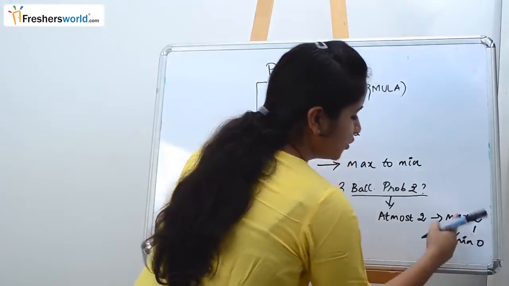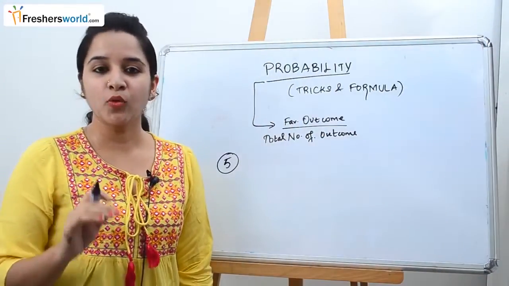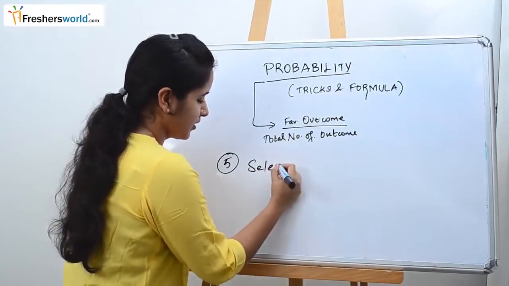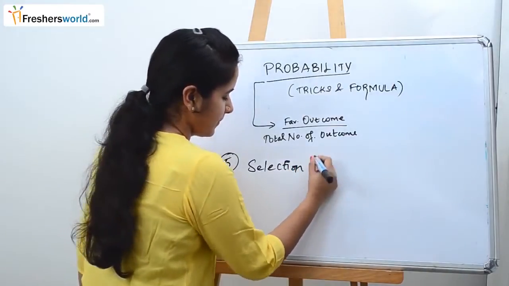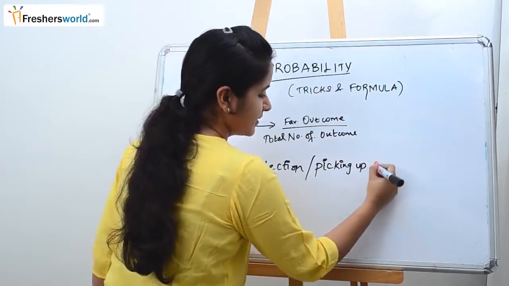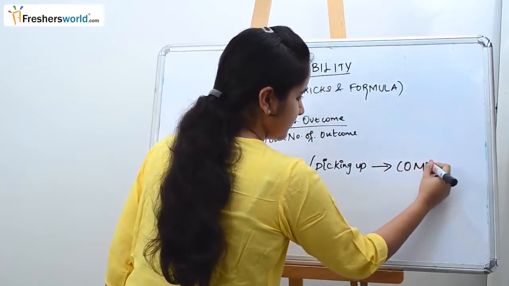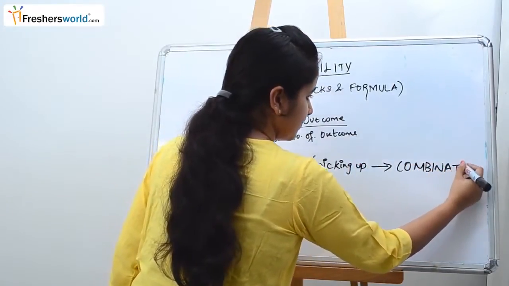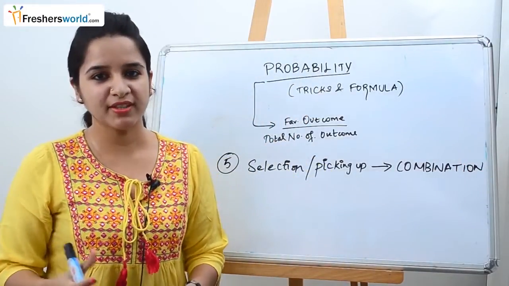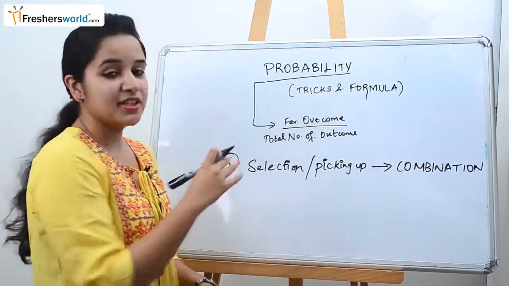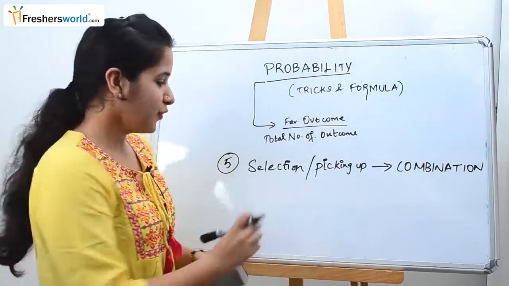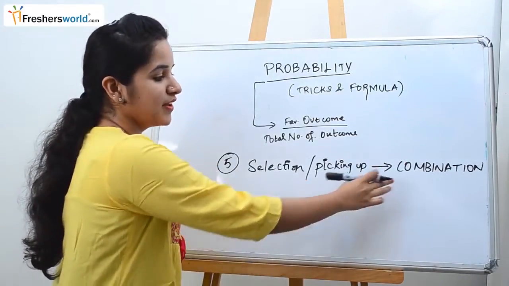So that is maximum to minimum. The fifth most important trick is, if you see the word selection or picking up, it means combination. This is the most common question nowadays that you face in aptitude exams: selecting 2 balls out of 3, picking up 2 balls from a bag. If you find these kinds of questions, you should always use combination.